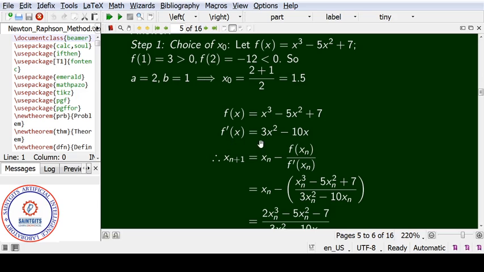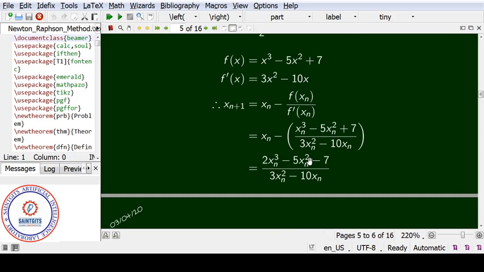Derivative of f is equal to 3x square minus 2 into 5, 10x plus 0, or 3x square minus 10x. Now we write the Newton-Raphson iterative formula. Xn plus 1 is equal to xn minus f of xn by f dash of xn. Here I rewrite xn like this, minus this expression f of xn. Here we have f of x, so we replace x by xn in f of x. So xn cube minus 5xn square plus 7. And also in the case of f dash of xn, 3xn square minus 10xn. So we have a simple expression in terms of xn and powers of xn in this case.